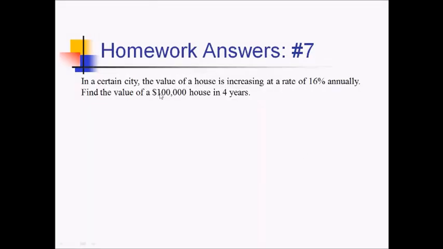For 7, in a certain city, the value of a house is increasing at a rate of 16% annually. We want the value of a $100,000 house in 4 years. So for this one, since this is the annual rate, we're just going up 16% per year, we'll just use the regular exponential formula. So A B to the t.